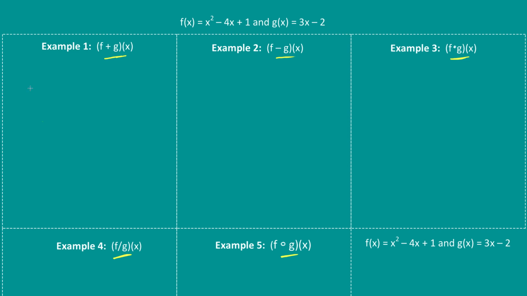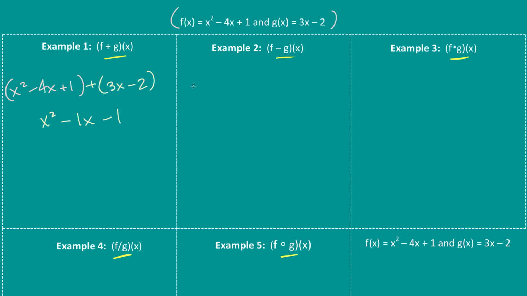Okay, so for the first one, if we're adding functions, we are just bringing them together. We're using our f and g of x as indicated right up here. They gave us our f of x is x squared minus 4x plus 1, our g of x is 3x minus 2. So that's going to be our f plus our g of x, which was 3x minus 2. And you're just going to combine the terms. So the x squared is the only one that's x squared, minus 4x plus 3x would be minus 1x, plus 1 minus 2 would be minus 1.